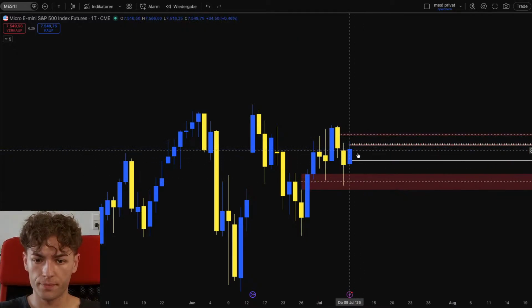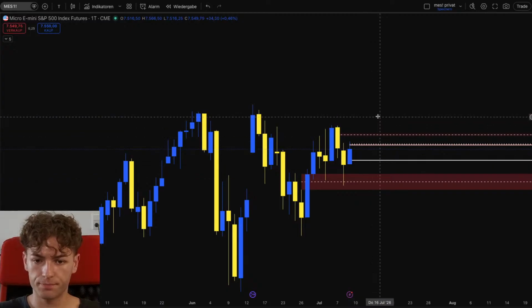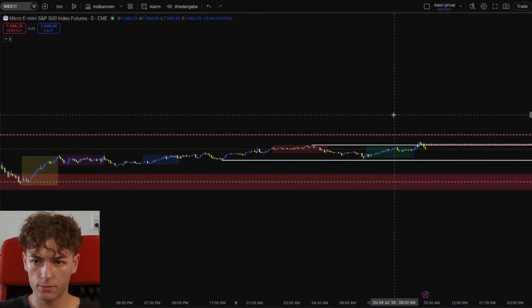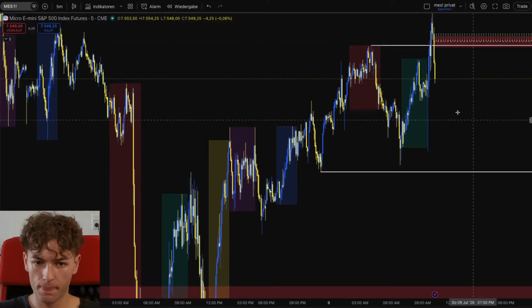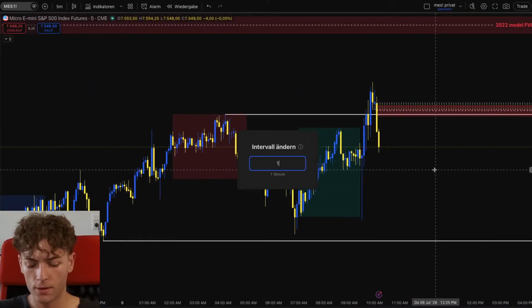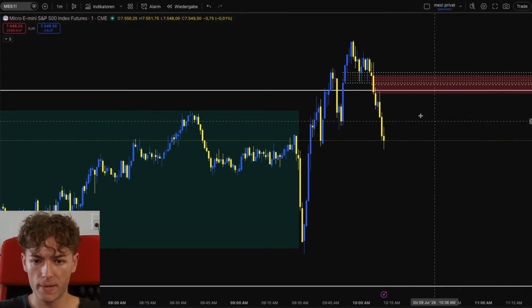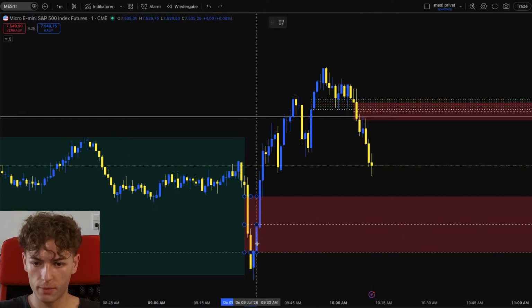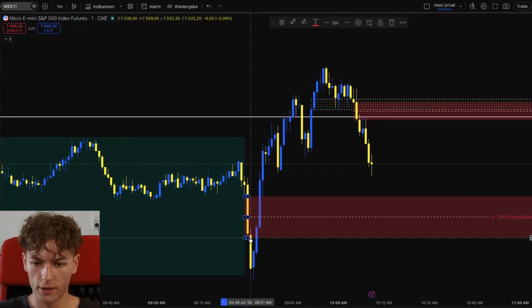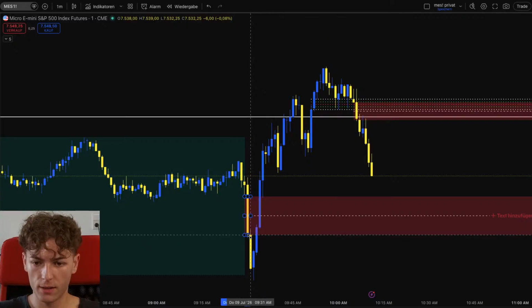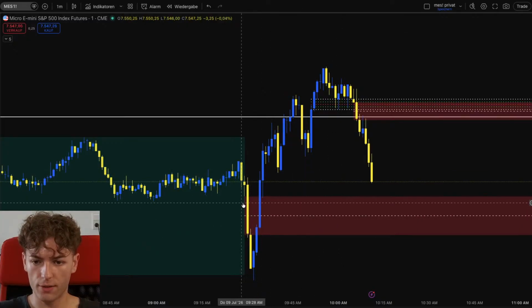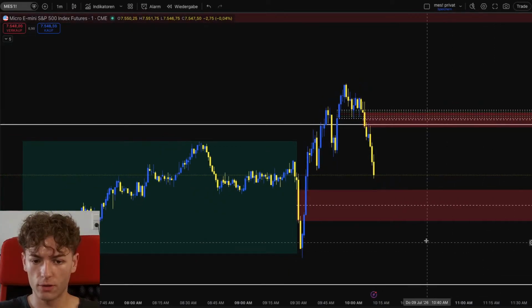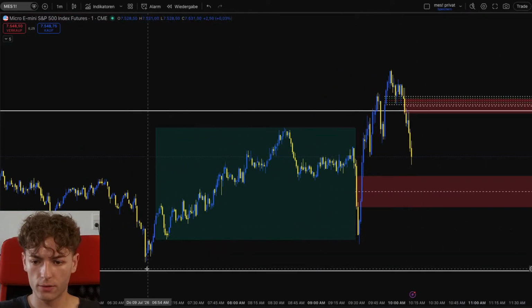So, I mean, yeah, 5 minute. Okay, it seems like we missed this trade. There's a first fair value gap down in here. If it wants sell side, it should cut right through this fair value gap and go for these lows.